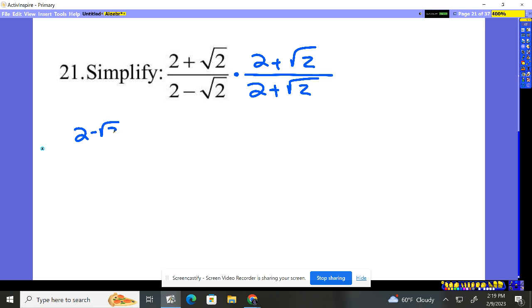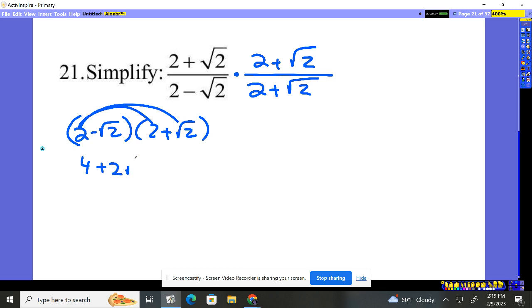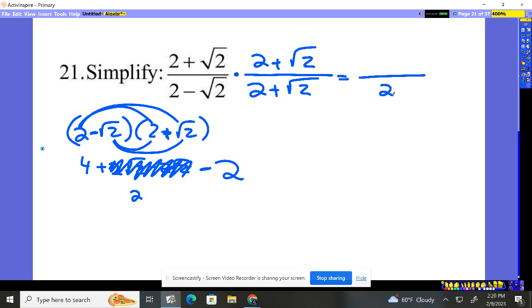I have 2 minus root 2 being multiplied by 2 plus a root 2. Well, 2 times 2 is 4. 2 times that root 2 is 2 root 2. And then right here, minus a root 2 times 2 is minus 2 root 2, which means those go away. And then negative root 2 times a positive root 2 is minus a 2, because root 2 times root 2 is 2, and a negative times a positive is negative. So in the bottom, I have 4 minus 2. I got a 2. This bottom comes out to be nothing but a 2.